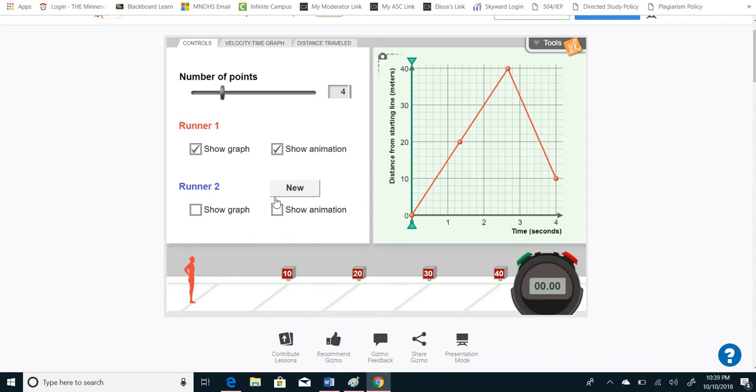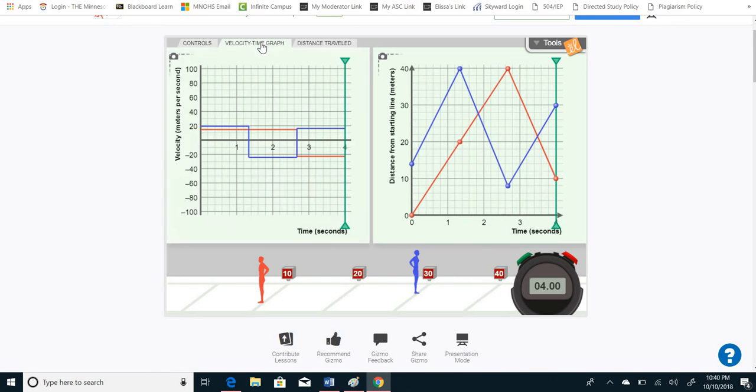You can add 2 runners, and you can ultimately change the graph just like you did with the red one for each runner to see comparably how their motion will be based on however the Gizmo document is asking you to set up the graph.